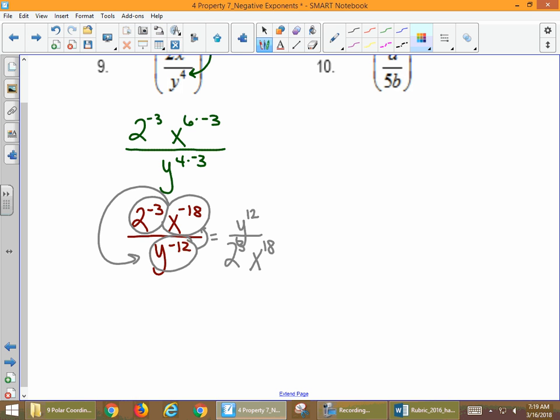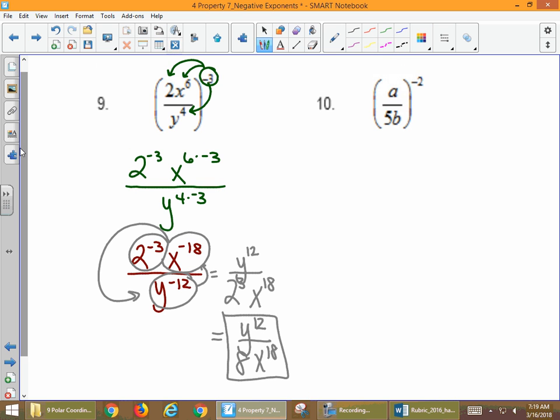And your last step is to do that 2 to the third. Put that in your calculator. 2 to the third is 8. And that's your final answer. I'm going to pause just for a second and we'll go through the next one.